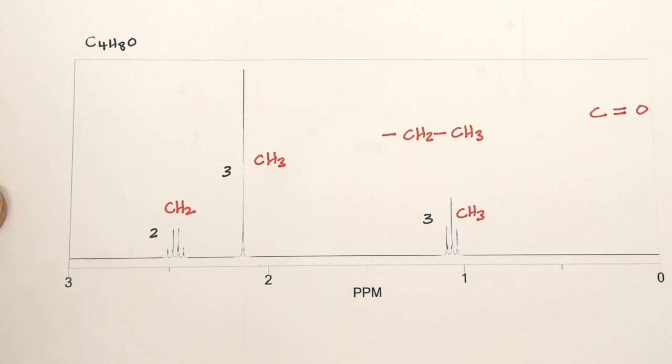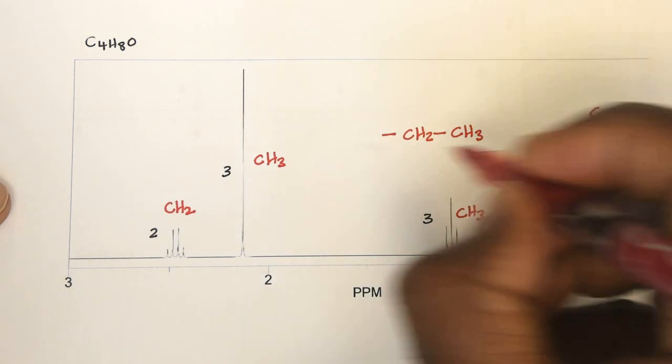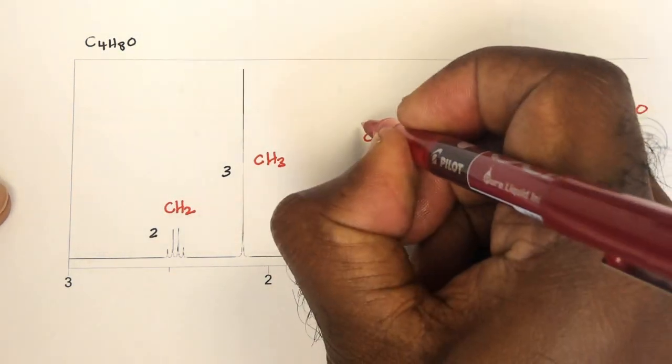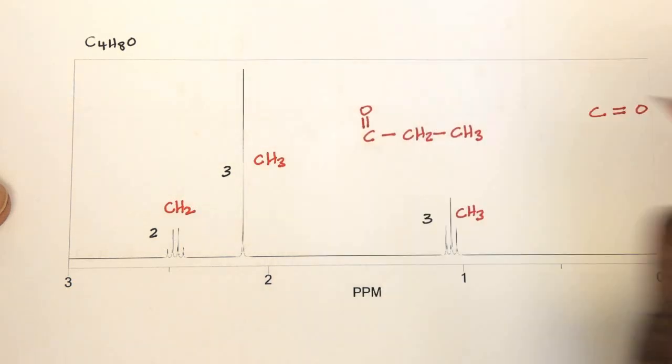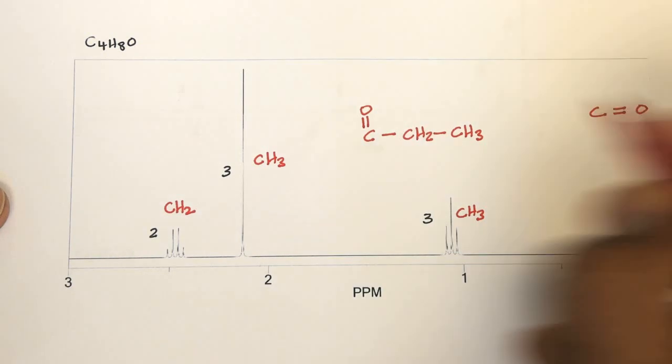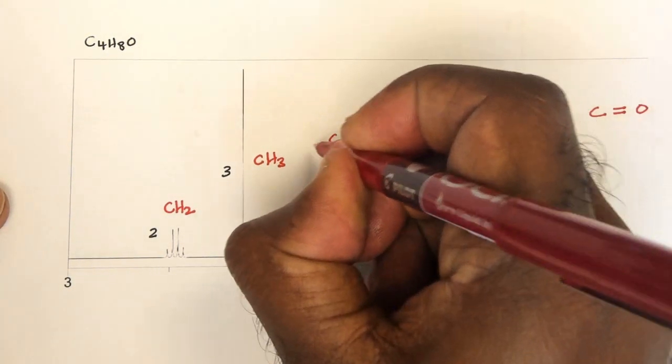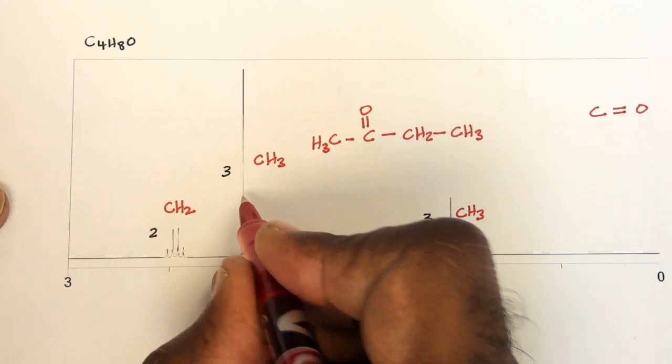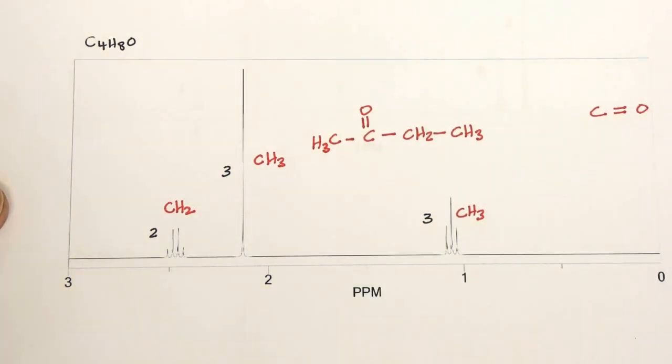If I make that a carbonyl group, I need to put something on this side of the molecule that has no protons that would fit perfectly with that group. And the last thing to put into my structure is my remaining CH3 group, which is the singlet. And I have a structure.